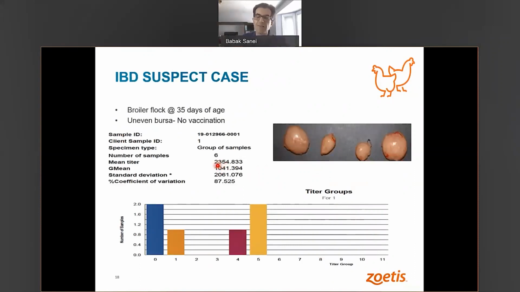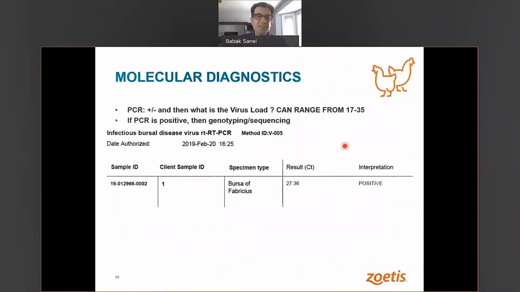There are some vaccines that can actually give you this mean titer if you vaccinate those flocks. So therefore, this is not clear cut. You have some bursa here on the top that are a good normal size, and they have these smaller ones down here. So this is not clear cut. You send it to the lab for molecular diagnostics.